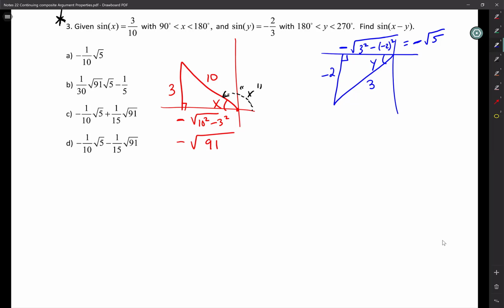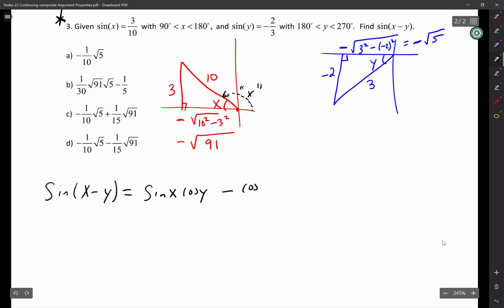Okay, we're ready. I'm going to expand it. Sine x minus y, you can use your cheat sheet. You look at your formulas, and your formula card says this is the same thing as sine x cosine y minus cosine x sine y.